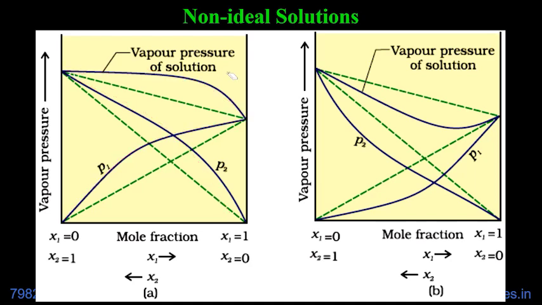But if it is lower than the actual one, the ideal one, so this one is lower. That's why it is called negative deviation from the ideal behavior. And ideal behavior is shown by Raoult's law. So we say negative deviation from Raoult's law. Positive deviation means the resultant vapor pressure is greater than ideal. Negative deviation is when the resultant vapor pressure is less than ideal or less than the individual vapor pressure.